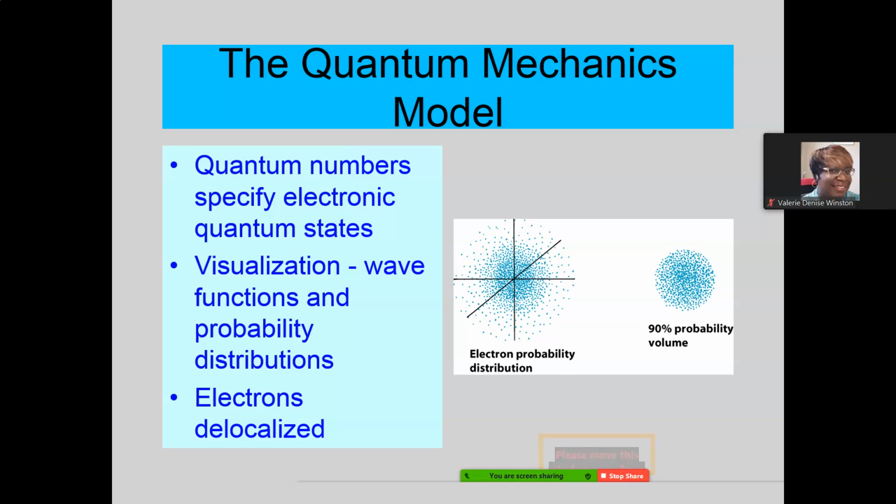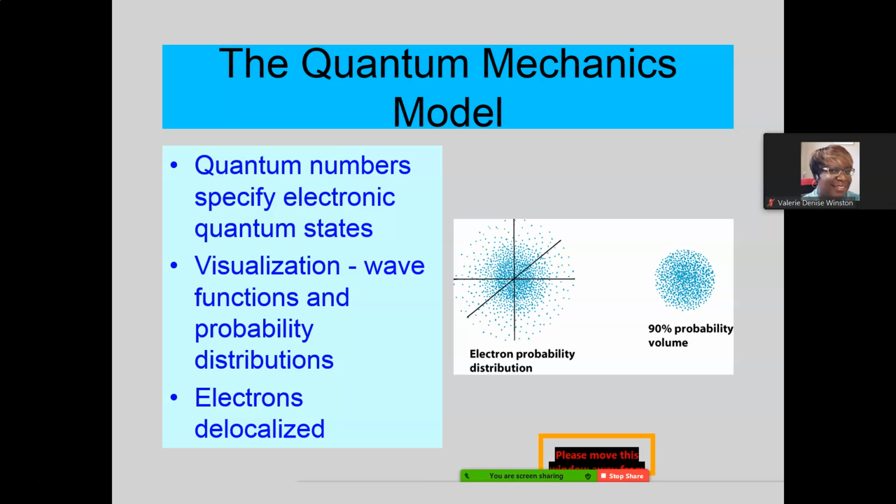This is on page 216 or 8-12 if you got the little book. The quantum numbers specify different electronic quantum states. Now sometimes these are, and they're mostly dealing with energies, but they just call them quantum states. Now you visualize these things. You can't ever see them. These are incredibly tiny. You visualize these using wave functions, which to me is not very visual, and probability distributions, again, which is not very visual.